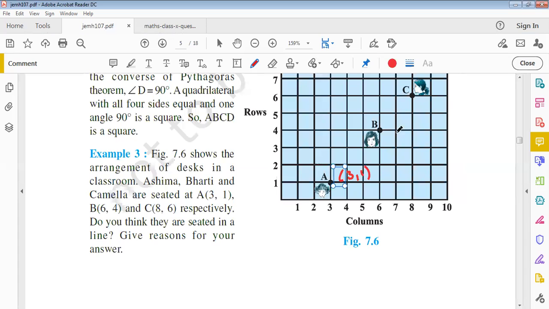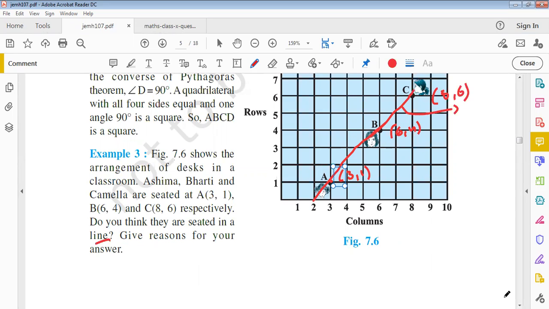Now B is (6, 4) and C is (8, 6) respectively. Do you think they are seated in a line? If you join them using the scale and they form a straight line, then that is one conclusion, that they are collinear. But joining the line cannot give the complete answer. This is just one idea of checking whether they are collinear or not.